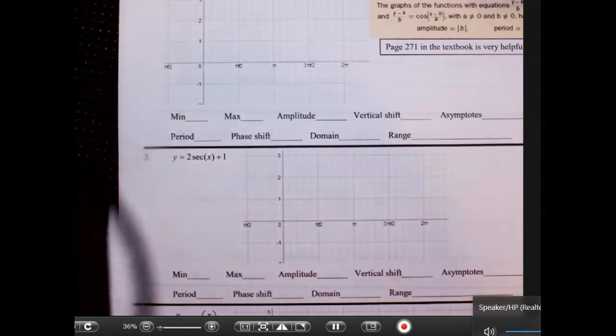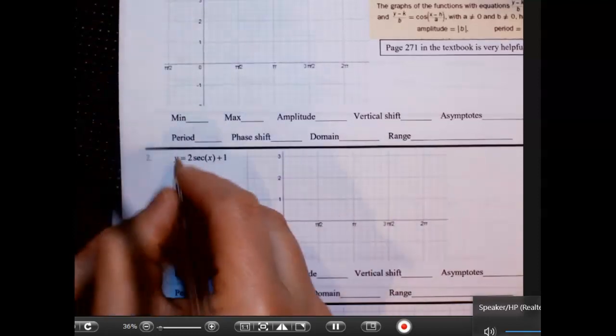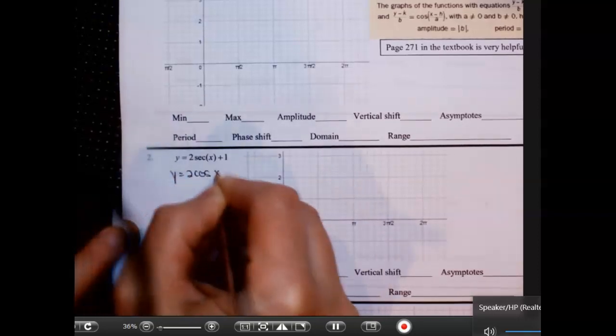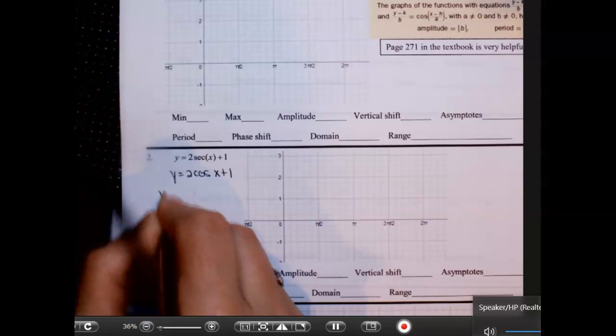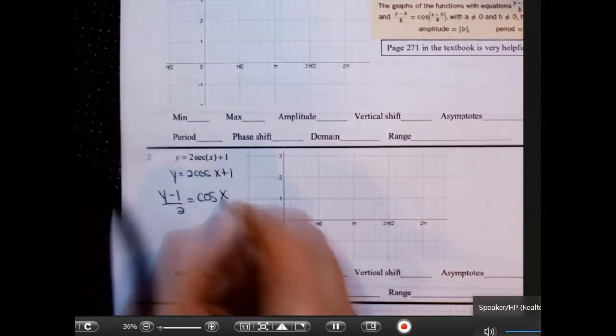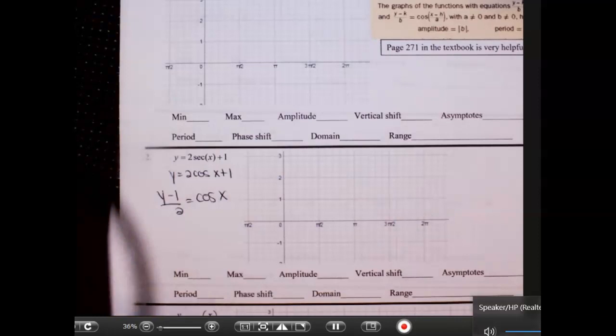If you recall, what we said was really the easiest way to go about doing this is we're going to change this to a cosine function, and we're going to graph that. So I've got y minus 1 over 2 equals cosine of x. And I'm not going to fill this information out down here until I graph it, since it's based on the secant and not the cosine.